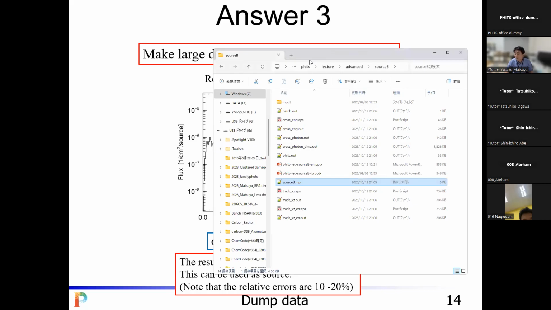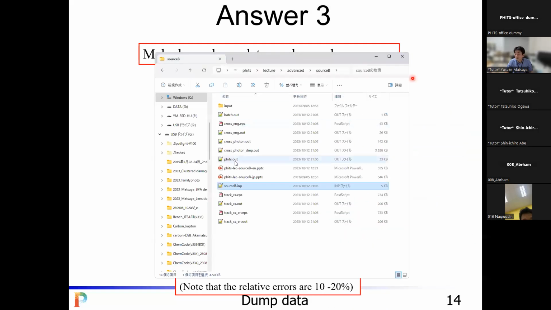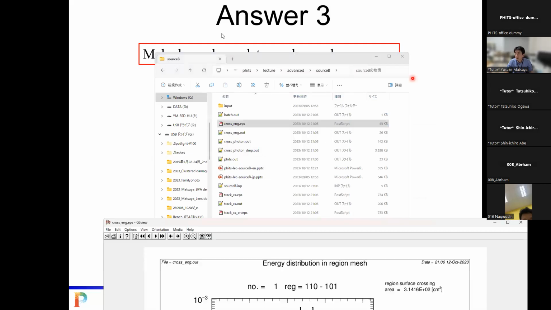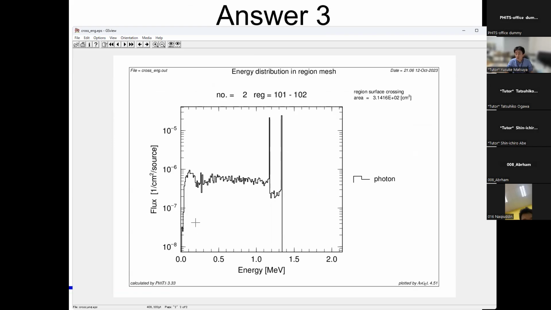So after the execution, please open the cross_env.eps file and go to the second page. This one. First page, click this button, and second page. As shown in this figure, the result becomes a continuum spectrum. This means the relative error is less than 20%.